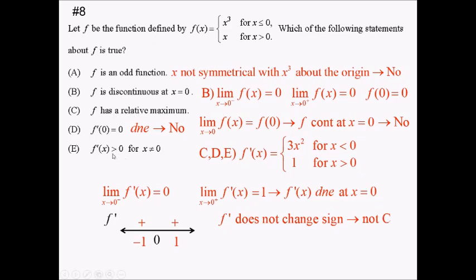That leaves us with answer choice E. Looking here, it looks like f prime is actually greater than 0 for all x values except for 0. So that would be exactly what answer choice E is saying, so that is going to be answer choice E that we end up picking on this one.